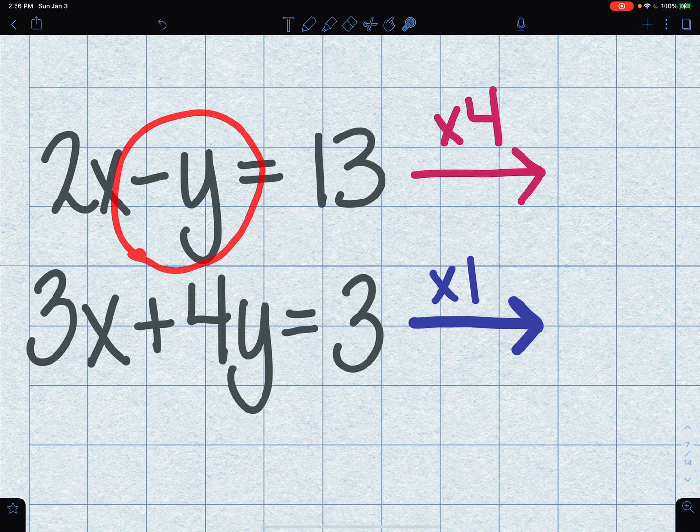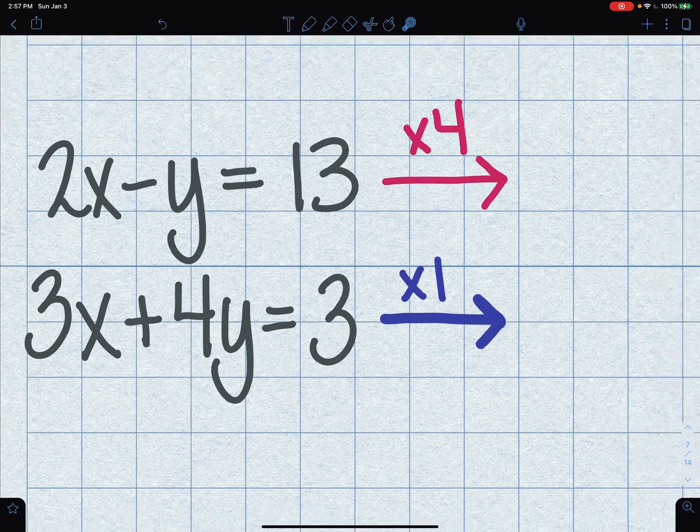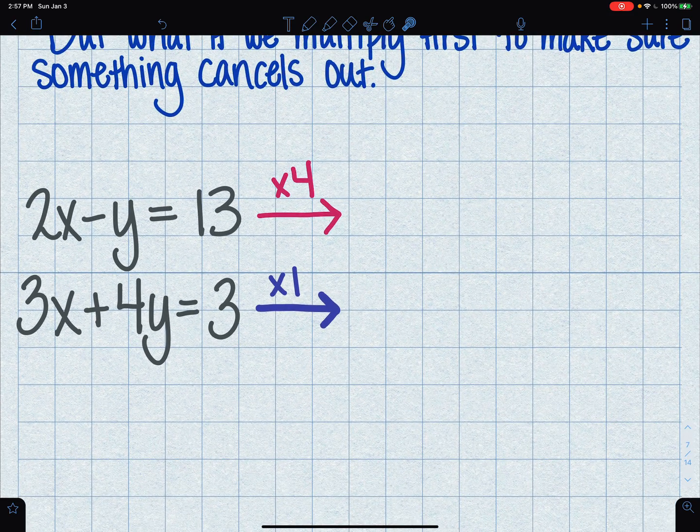So I want this to get canceled out. So the first thing I'm going to do before I eliminate or add is multiply this whole equation by 4. And I can do that because it would just make an equivalent equation, and that's fine. It's totally allowable. So let's do that. But we have to multiply every term by 4. So start with this. 2x times 4 is 8x. And then minus y times 4 is going to be negative 4y.